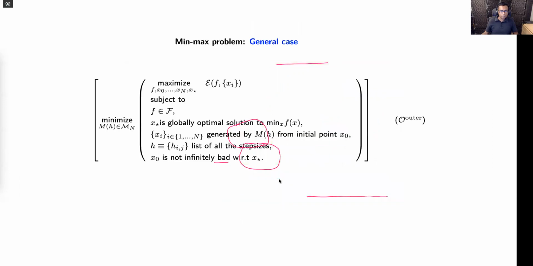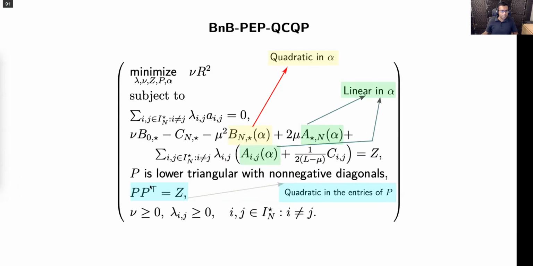So now the question is, even though I showed one example, it turns out that the basic recipe of the BnB-PEP QCQP formulation is basically the same for other setups as well.